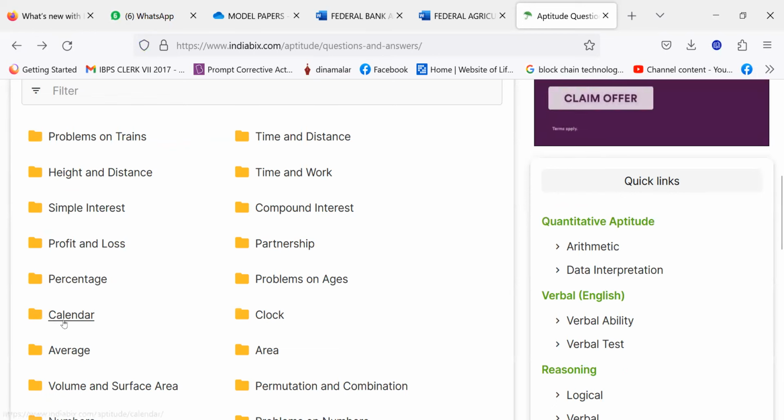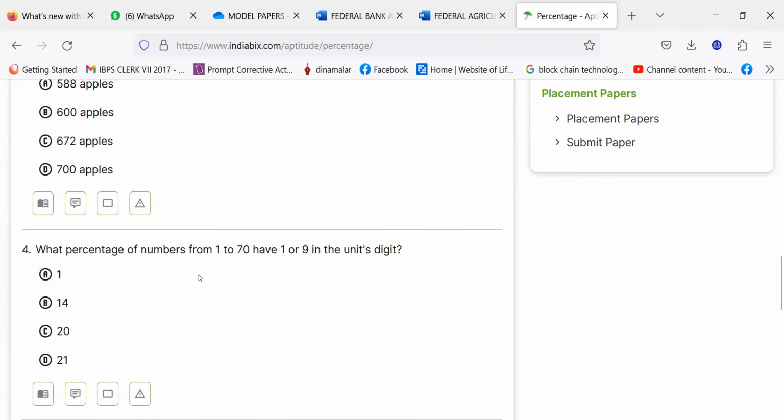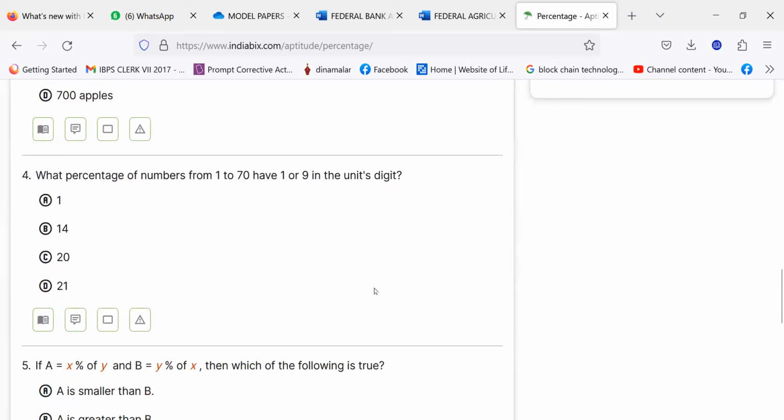Now we will move on to percentage. We will take up question number 4. What percentage of numbers from 1 to 70 have 1 or 9 in the unit digit? Super question. What percentage of numbers have either 1 or 9 in the unit digit?